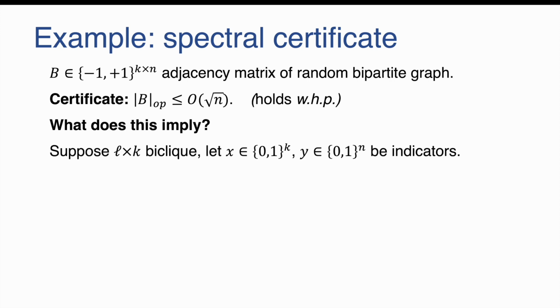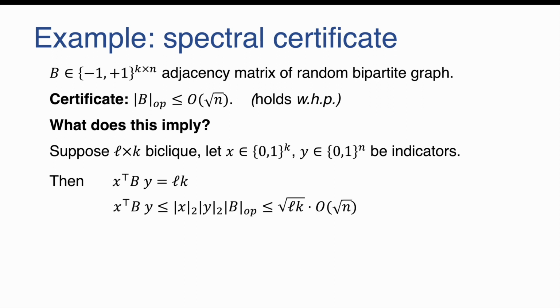Let's assume that you have an L by k biclique in this random bipartite graph, and let x and y be its indicators, x for the vertices on the left, y for those on the right. Then x transpose B y is exactly equal to L times k, because these indicators exactly select the edges in B that are part of the biclique. And all of these must be +1 because we have a biclique.